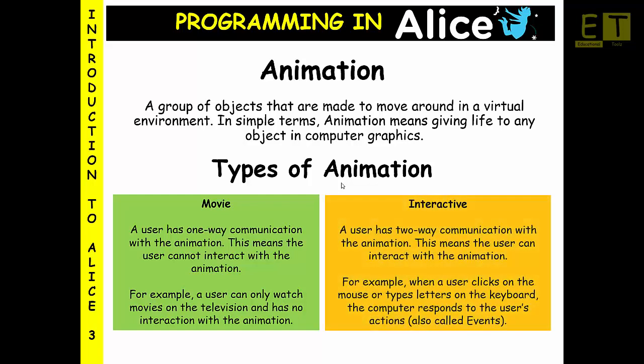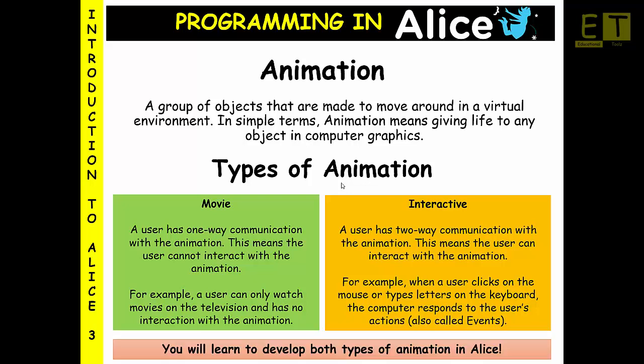And a good example of this is when you watch movies on the TV and you have no interaction with the animation. The other type is an interactive animation, and here the user has a 2-way communication with the animation. And what I mean by this is the user can interact with the animation. So a good example of this is when you click on a mouse or type letters on the keyboard, the computer responds to the user's actions. Another name for this is events. In this course, you will learn to develop both types of animations in Alice.